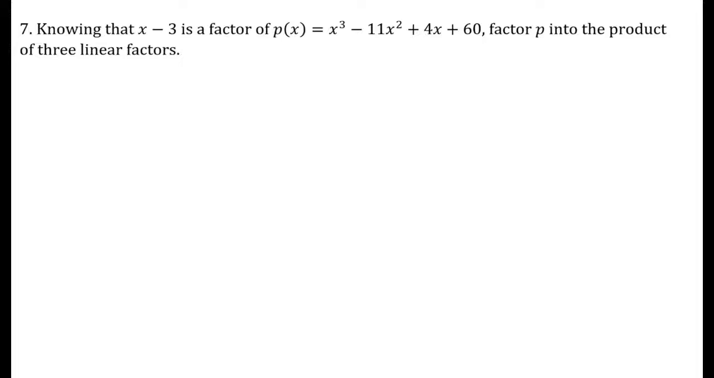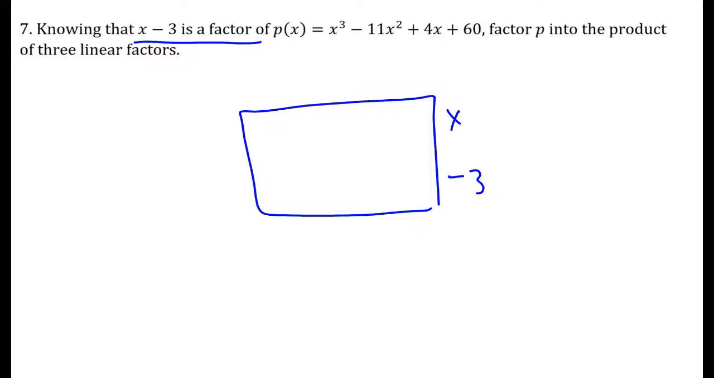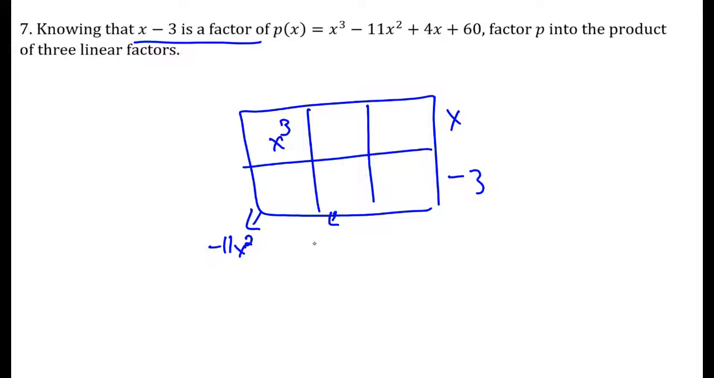Number 7, knowing that x minus 3 is a factor of p of x, factor p into the product of 3 linear factors. So because x minus 3 is a factor, I can divide by x minus 3 to find the other factor, and hopefully I can factor that one. I need a negative 11x squared from that diagonal, a 4x from that diagonal, and a 60 from that diagonal. x squared times x is x to the third.